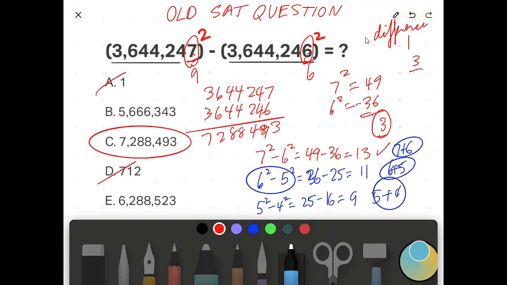So what I wound up doing is I made a smaller, simpler version, and I found the pattern. And then I was able to generalize it to the original question. That's how I solved it.